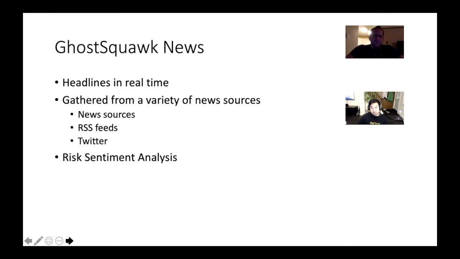And these are gathered from a variety of sources. They include the common news sources, RSS feeds, and Twitter. A lot of the news these days is disseminated on Twitter first, so we're able to keep on top of that with this service. And of course, as I mentioned before, we have this thing called the risk sentiment analysis.